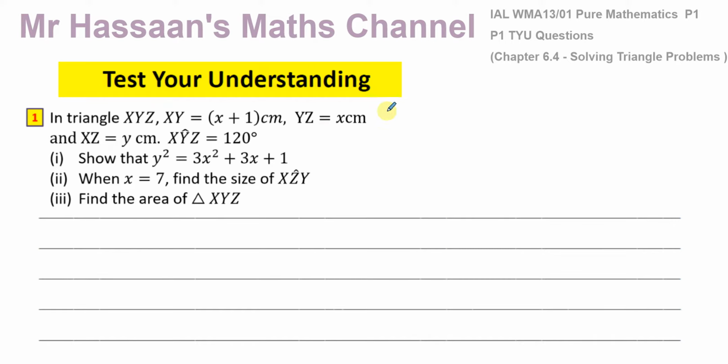This is a test your understanding from, I think, chapter 6.4, solving triangle problems. And here we're told about a triangle XYZ. XY is x plus 1 centimeters, YZ is x centimeters, and XZ is y centimeters. And the angle XYZ is 120 degrees. Show that y squared equals 3x squared plus 3x plus 1. So that's part 1. So let's deal with part 1 first.